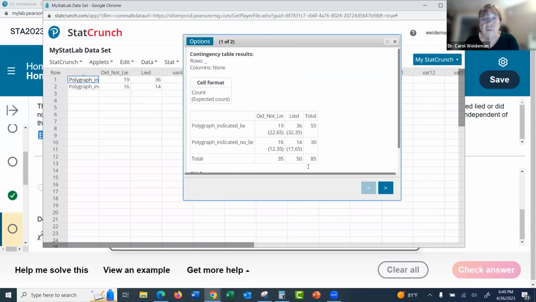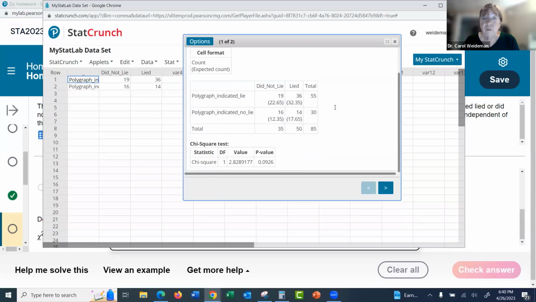Okay, the first thing I'm going to do is make sure the data went in the way you think it should. So 19, 36, 16, 14. It looks good to us. Look what we have. Here's my table, and here are the expected cell counts below. If the two variables were independent, we would expect to see about 23 people here, and we had 19. We'd expect to see 32 here, we had 36. These are pretty close. Let's scroll down a little bit further.